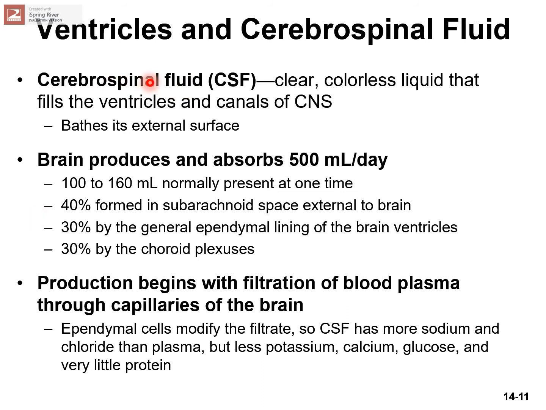It is a watery clear fluid, very similar to plasma, but it contains way less protein than the plasma. Now, the cerebrospinal fluid contains more sodium and chloride than the plasma, but it contains very little potassium, calcium, and glucose compared to the plasma. So the osmolarity of the cerebrospinal fluid is very different from the osmolarity of the plasma.